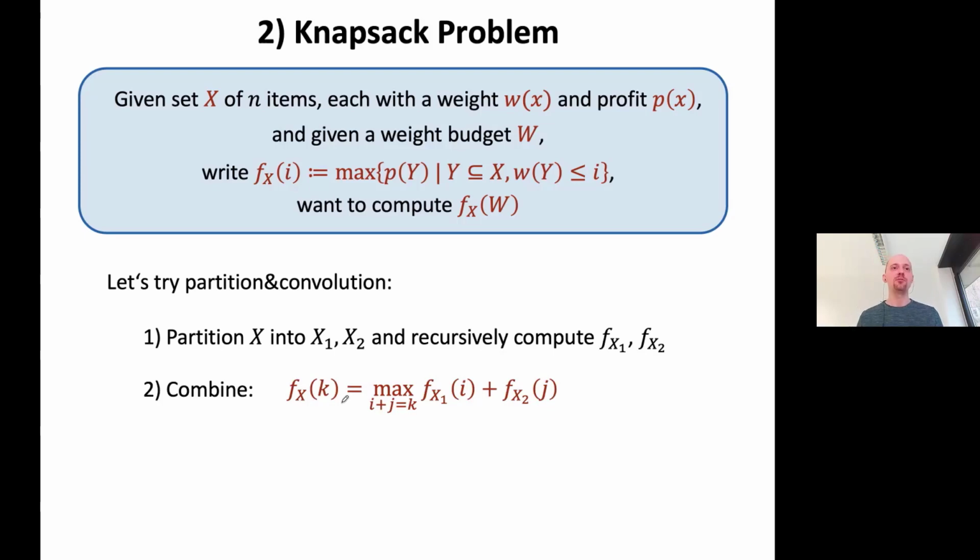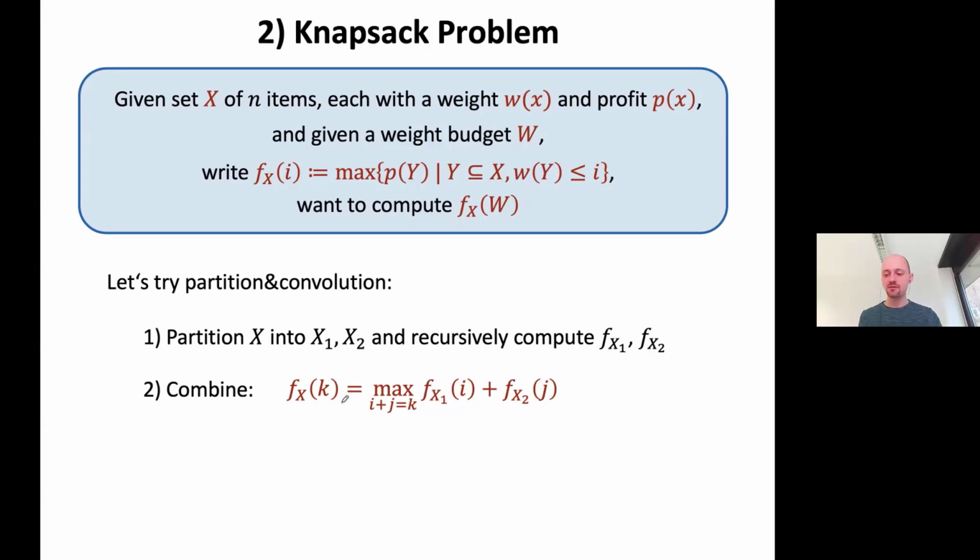What does this combination step look like? Well, if in total we want to use weight budget k, then we can in some way split k into weight budgets i and j, such that i plus j is equal to k. And we can allocate weight budget i to the left subproblem and weight budget j to the right subproblem, and maximize the profit in the subproblems. So maximizing over all i and j that sum to k of this fx1(i) plus fx2(j), this certainly gives the solution function of the original problem.